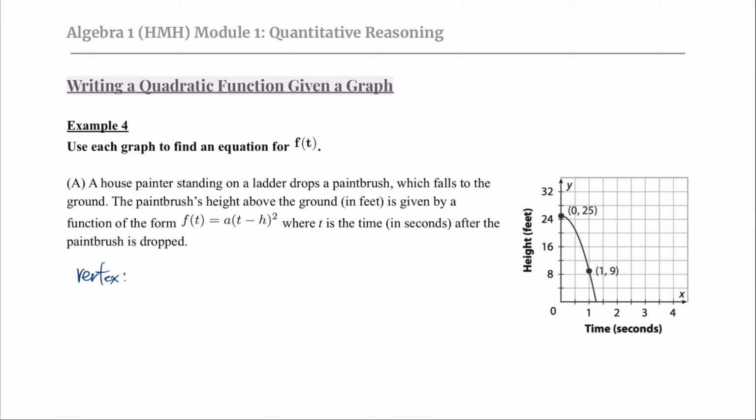So a house painter is standing on a ladder, drops a paintbrush, and it falls to the ground, right? How it falls over time, he didn't throw it, it just fell flat. When you go across, it tells you how long it took. So at the 1 second mark, it's at 9 feet. And it looks like it took about 1.25 seconds for it to hit the ground, judging from the graph, right?